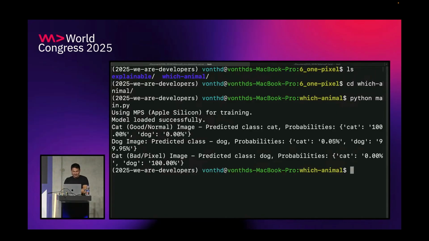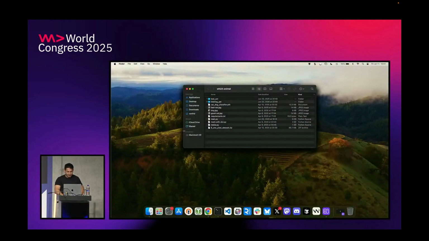So it's kind of hard to see because I've made the text bigger. So the cat picture predicted cat, 100%. Dog picture predicted the dog, 100%, or dog as 99%. So I created this bad cat picture, and it predicted this last item right here. And it predicted it as a dog with a probability of 100%. So let's take a look at that picture and find out what's going on.